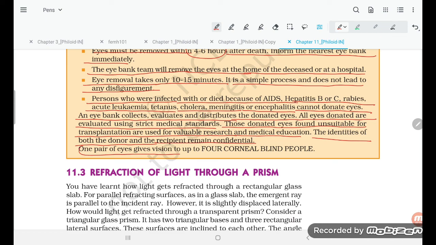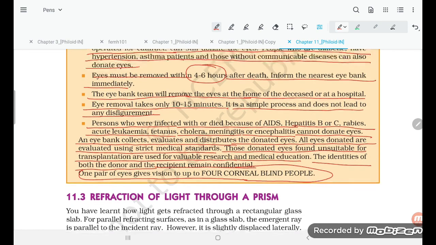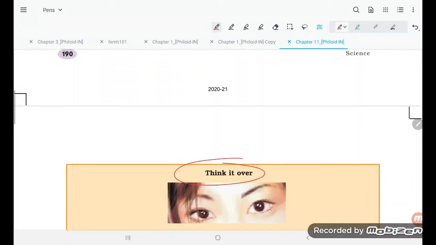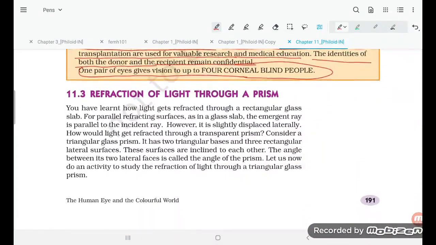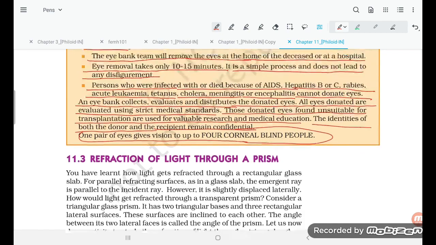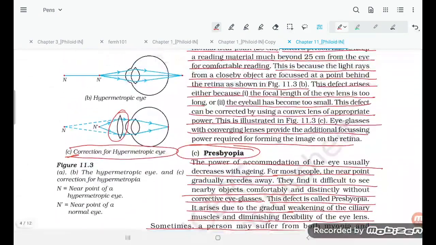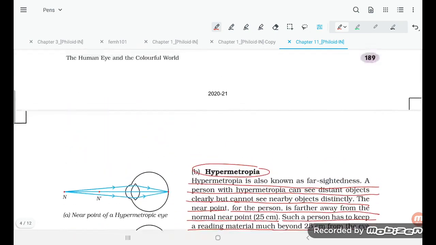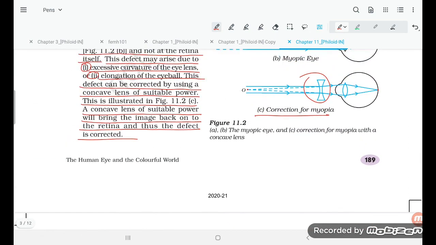One pair of eyes gives vision to up to four corneal blind people. So that is very important, students. If anyone is going to die in anyone's family, they can donate the eyes. So this is all about the defects, that is presbyopia, hypermetropia and myopia.